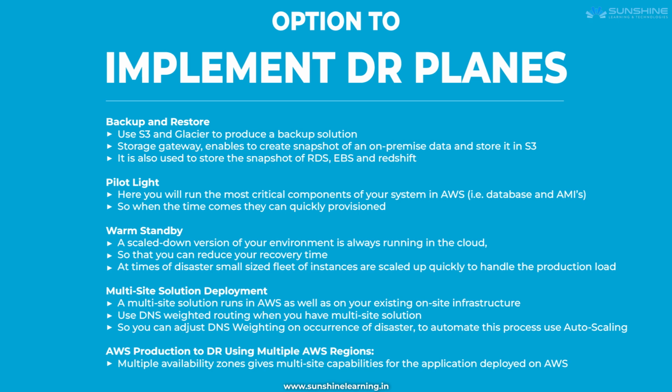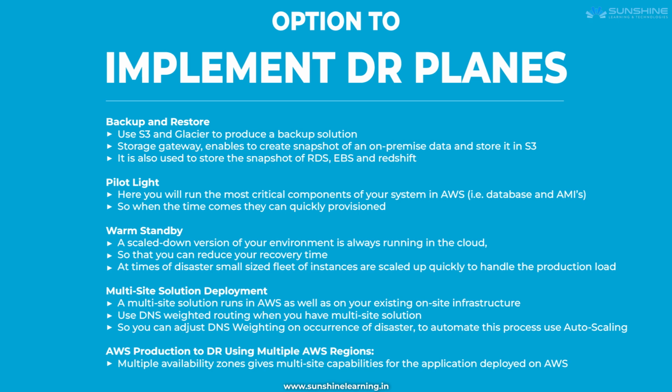Then you have a pilot light. In the case of a pilot light, you run the most critical components of your system in some other AWS region. For example, in your entire solution, the web application or the databases may be the most critical components. So you would keep them running in a different AWS region in a lighter version. This way you can do cost optimization as well.